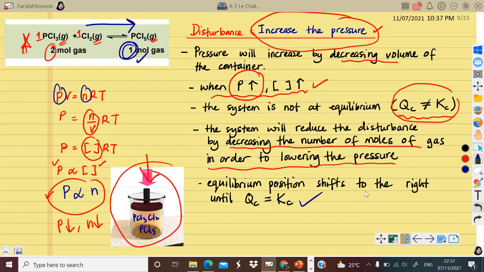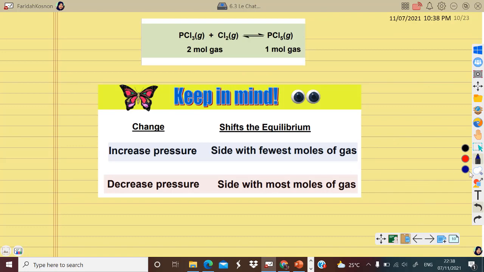Okay, jadi shift to the left or right tu depends kepada mole of gas tu. So you have to refer to the balanced chemical equation dan fokus kepada mole of gaseous reactants and product. Okay, alright. Okay, satu lagi contoh. Oh, sebelum tu, sebagai conclusion untuk kalau kita ganggu dengan pressure, okay, increase the pressure, dia akan menyebabkan equilibrium position shift to the side with the fewer moles of gas. Sebab kalau increase pressure, kita kena kurangkan pressure. Nak kurangkan pressure, kena kurangkan bilangan mole gas.